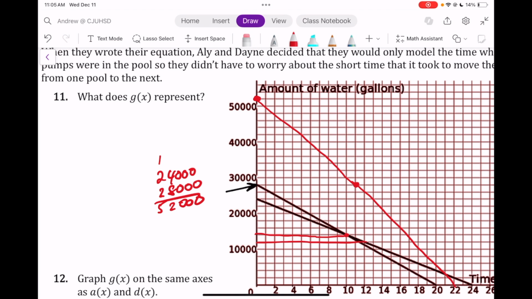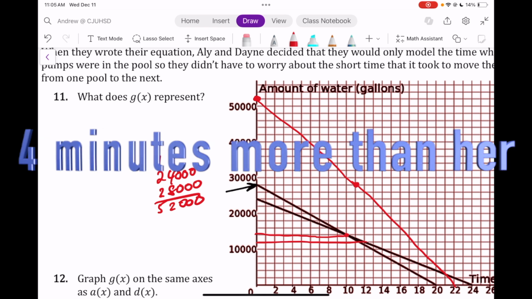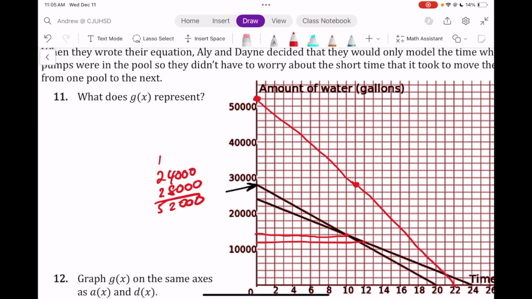So it's probably going to take them less time if they work together than if they work individually, because while her pump is done at 20 minutes, his pump still has to work for 2 more minutes. But if she gets assistance, or if she gives him assistance, then together they'll be able to finish the job in less amount of time.